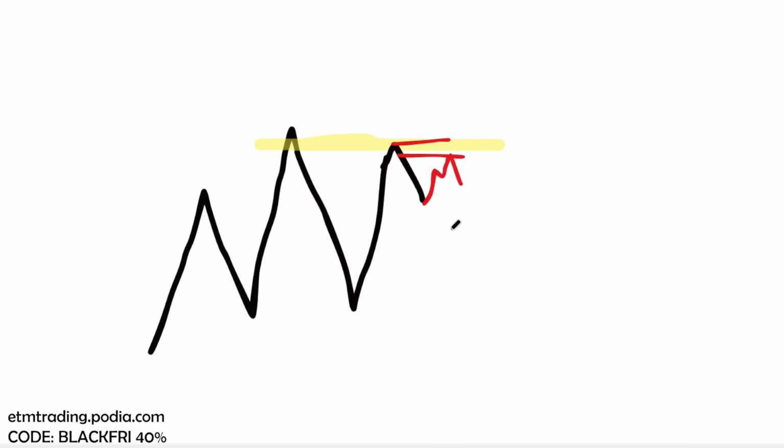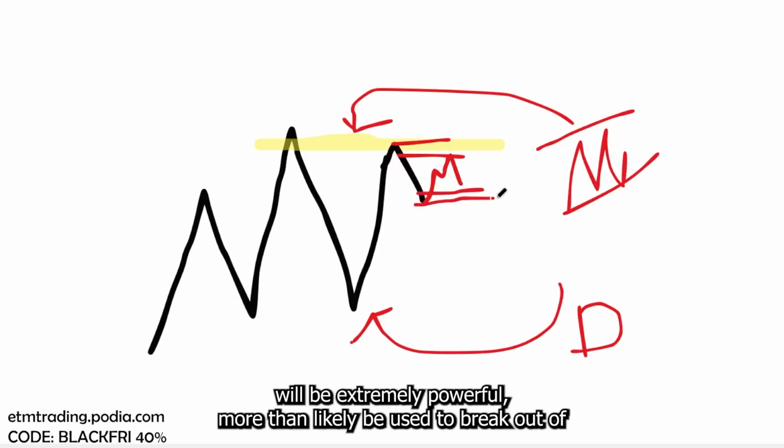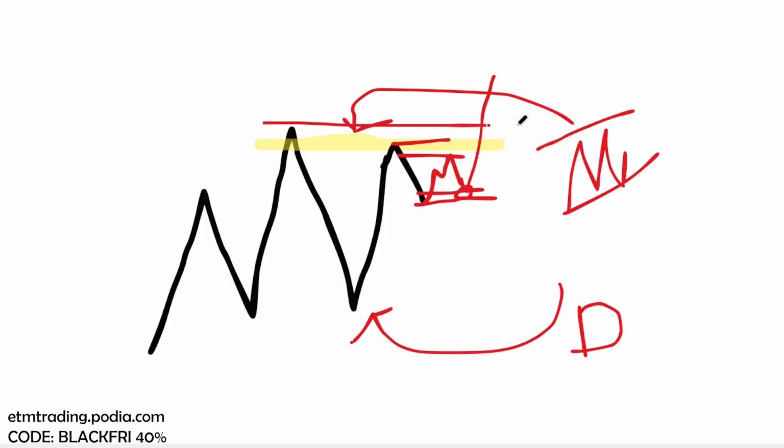and rejects. So if you already know that the dominant force here would be your demand, and you have a squeeze, which is your compression right here, in a weakened supply level where you had contact and the sell orders were already used, and you are already in a bullish trend, understand that this demand level will be extremely powerful, more than likely be used to break out of the entire structure.